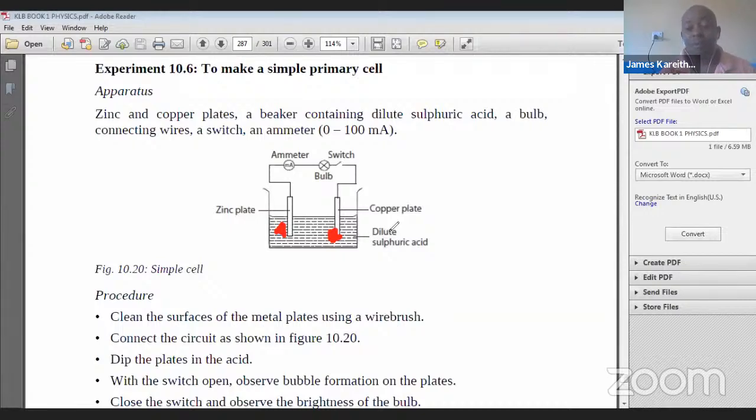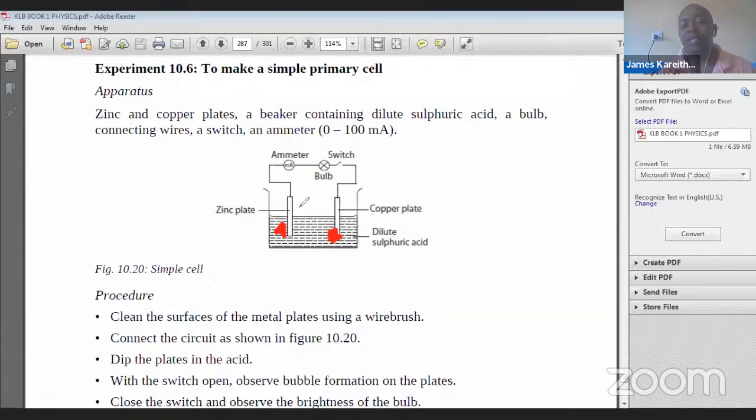So let me try and get a response from your side. Between zinc and copper, which one is more reactive than the other? Anyone, please? Someone says copper, someone says zinc. Okay, now, this is it. Zinc is more reactive than copper, in case you didn't know, now you know.